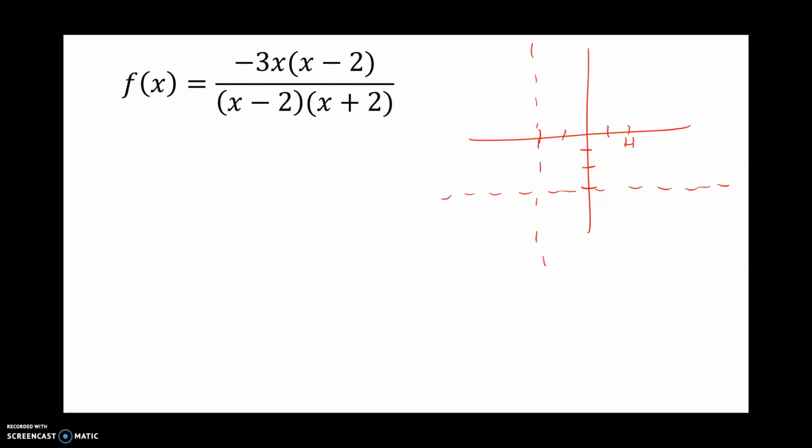Okay, our third step says let's see if we can find the x-intercepts. Okay, notice that these simplified away. So in order to find the x-intercepts, I'm going to set the numerator equal to 0, and the only part of the numerator left is -3x. So in this case, x equals 0. So I should have an x-intercept at this point.